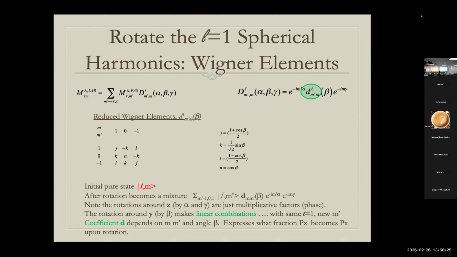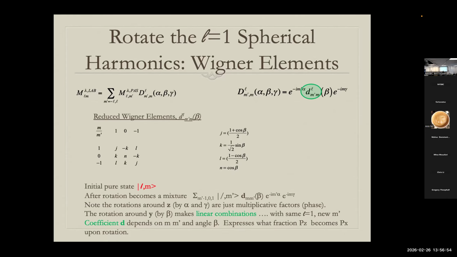And how big is it? Well, it's an explicit trigonometric function of beta. It also depends on which component you start with and what you end on, right? So for L equals 1, there are 9 different options of trigonometric functions that you'll have to fill in. But we don't always need all of them, so we'll find problems where we can just pull 1 or 2 of these to get our answer.